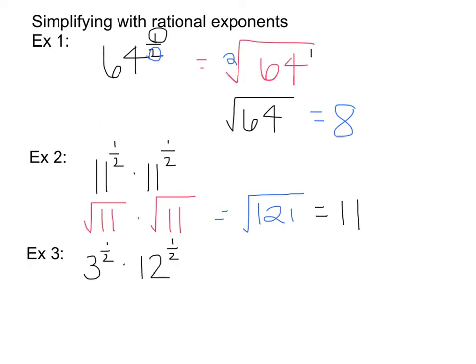Our third example, we have 3 to the 1/2 power times 12 to the 1/2 power. Same thing, rewrite it as the square root of 3 times the square root of 12. Since they're both square roots, we get to multiply them together. So 3 times 12 gives me the square root of 36, and the square root of 36 is 6. So I know in all of these examples, they were all 1/2, 1/2, and 1/2. They're not always 1/2, but you still treat them the same.